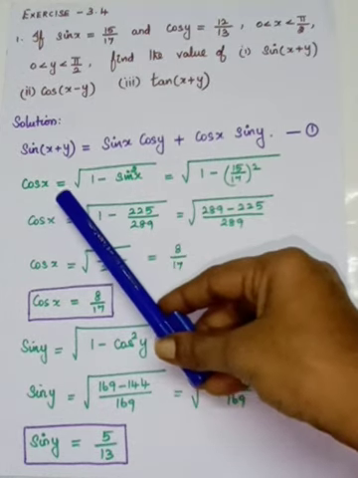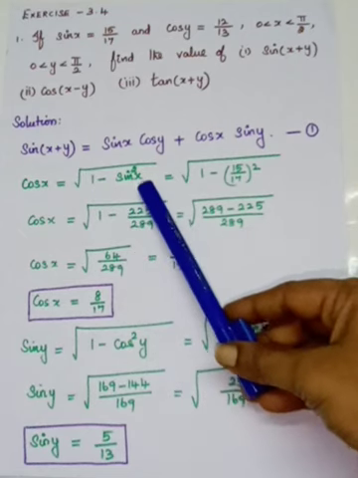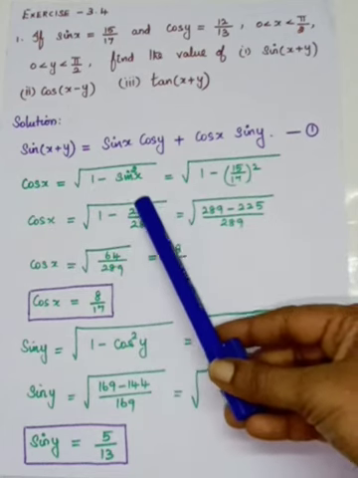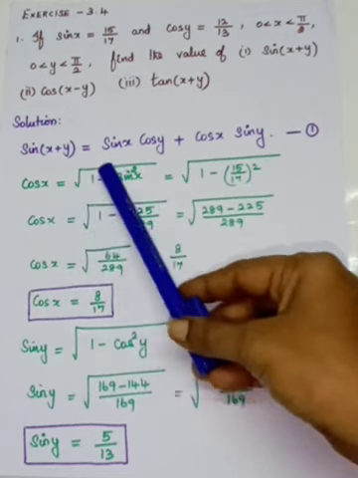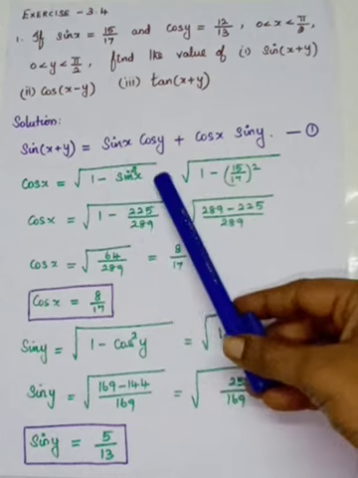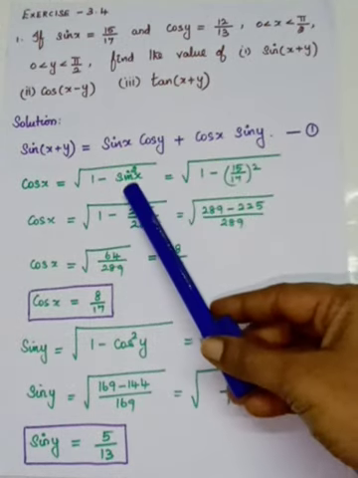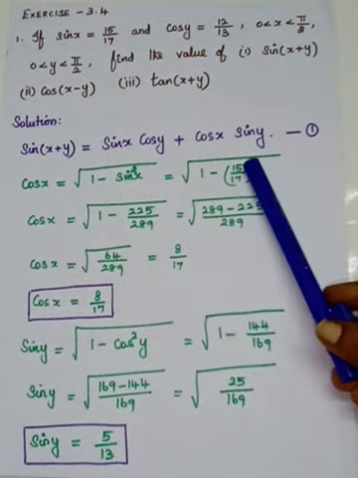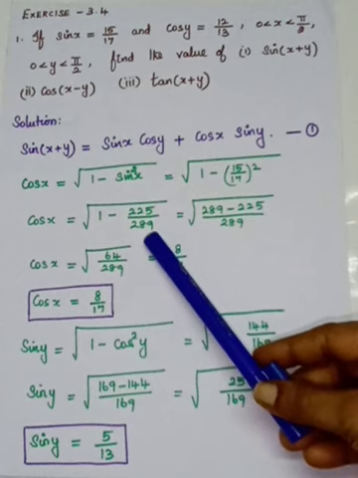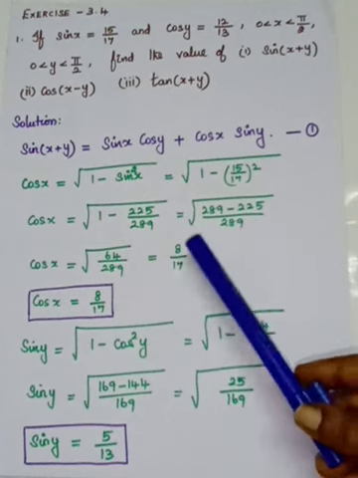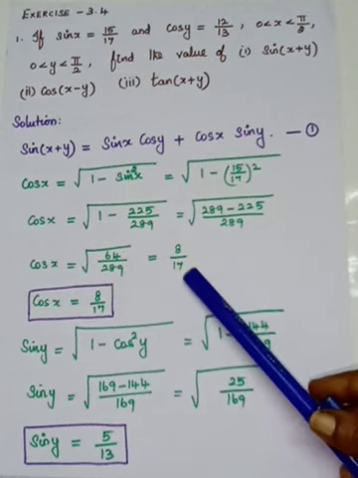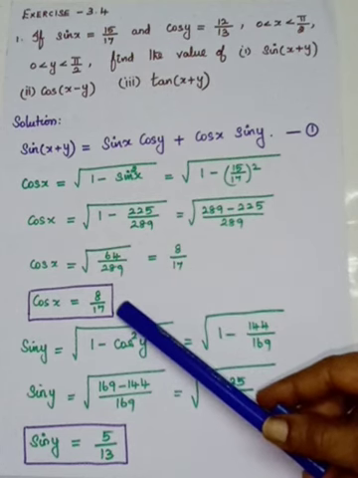So cos x is equal to square root of 1 minus sin squared x. So cos squared x, if you write, is 1 minus sin squared x. You need cos x, so it's the square root of 1 minus sin squared x. What is sin x? Sin x is 15 by 17, so 15 by 17 the whole squared. 15 squared is 225 and 17 squared is 289. If you take LCM, the answer is square root of 64 by 289. When you take the square root, it is 8 by 17. So cos x is equal to 8 by 17.